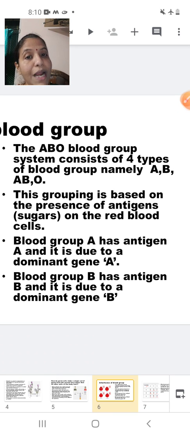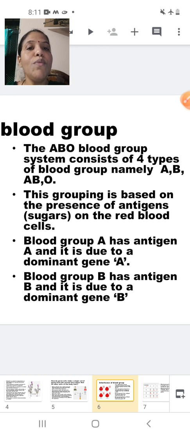The ABO blood group system consists of 4 types of blood group, namely A, B, AB and O. This grouping is based on the presence of antigens, that is sugar, on the red blood cells, that is RBC. The blood group A has antigen A and it is due to the dominant gene A. If the blood group is A, the person is having a dominant gene, that is A. The blood group B has antigen B and it is due to the dominant gene B. So blood group A is dominant, blood group B is dominant.